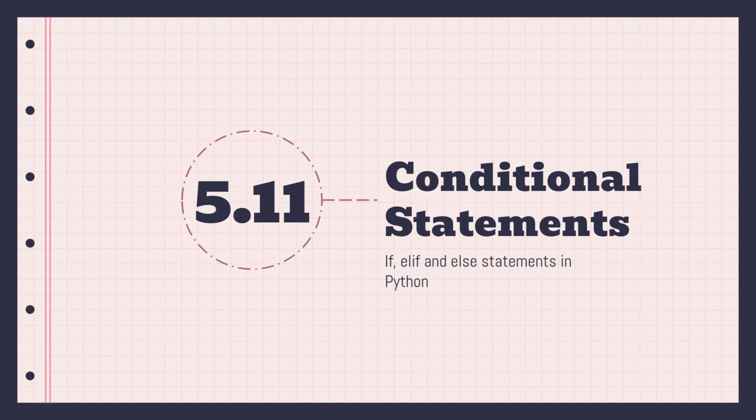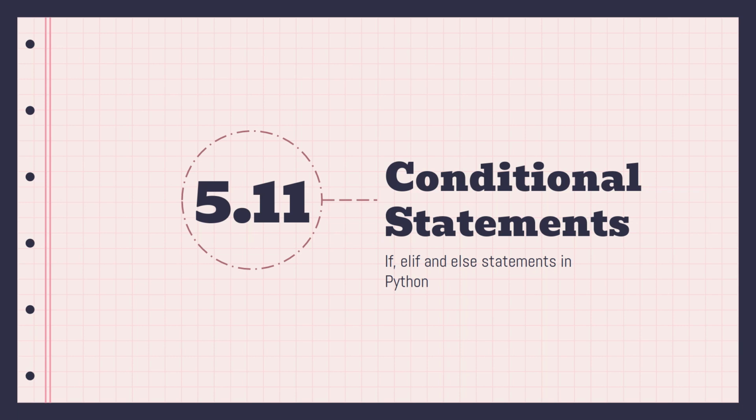Sometimes when you're building a program, you want certain code to be executed if and only if there's a certain condition. So for example, you want to print adult on the screen if the age of the person is greater than or equal to 18.